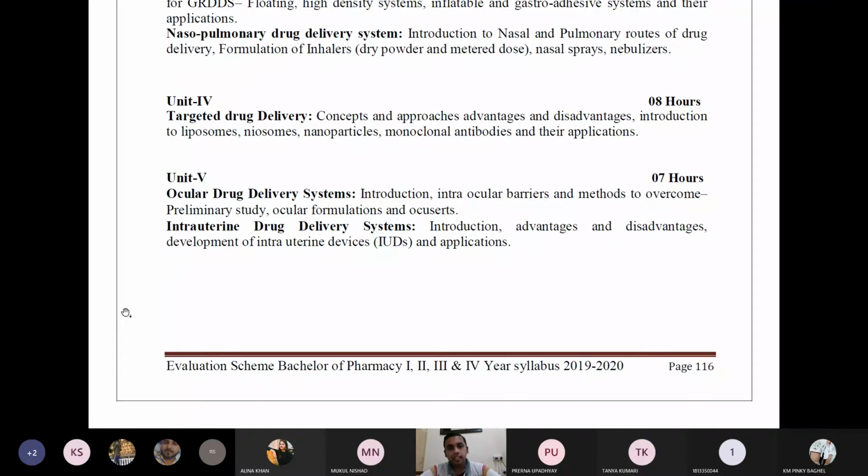In Unit 5, the last unit, we shall learn about ocular drug delivery. What does ocular mean? Eyes. Some drug you're going to apply on your eyes, how it is going to work, how it is going to solve conjunctivitis or other related diseases. We shall see that there. Then intra-uterine drug delivery system. There are lots of devices and other things like IUD. We shall see how IUD devices are put in to solve diseases in your uterus.